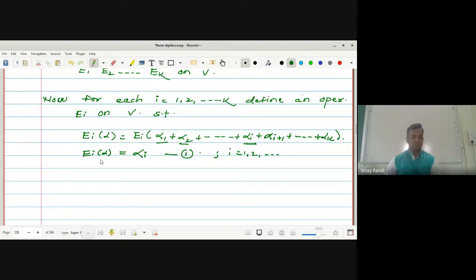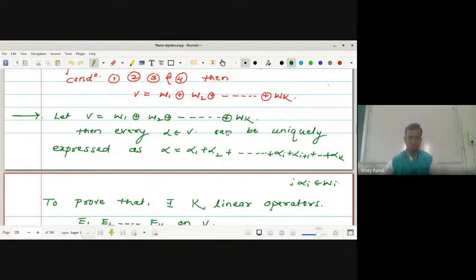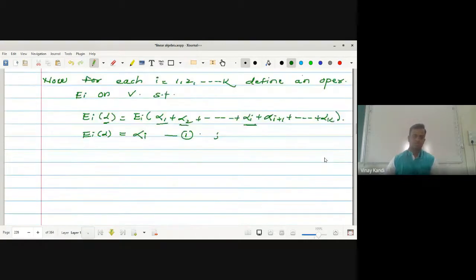Why well defined? Okay, this E_i of alpha equal to alpha_i is well defined, meaning it is a function. Why? Because this alpha we can write uniquely expressed as alpha_1 plus alpha_2 plus up to alpha_k. That means for this alpha there is no other expression apart from this one. Look at here, this alpha can be uniquely expressed, as we said. So that's why this E_i on V is well defined.